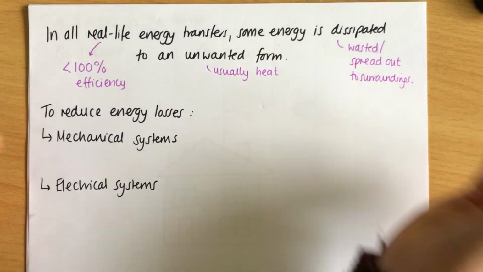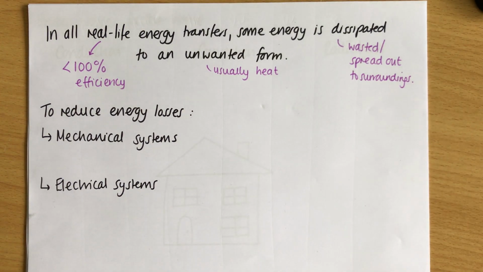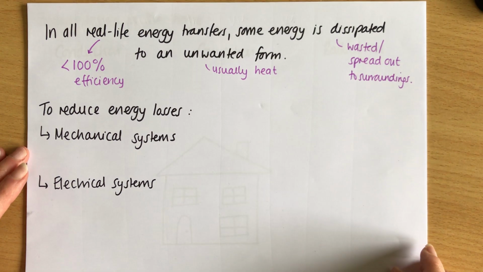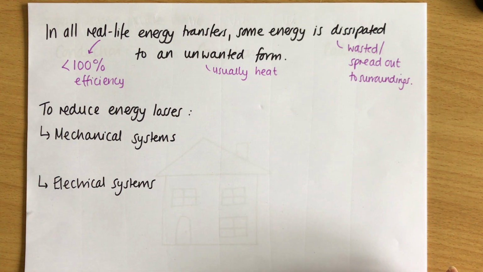So think about, for example, when you're charging your mobile phone, you don't want it to get warm, but it does. It's not a useful thing, but we're actually dissipating energy there as heat, and it's spreading out to the surroundings of the phone, and then it will spread out to the surroundings around that.